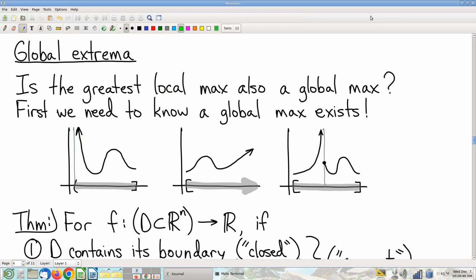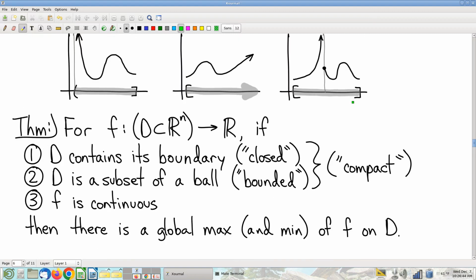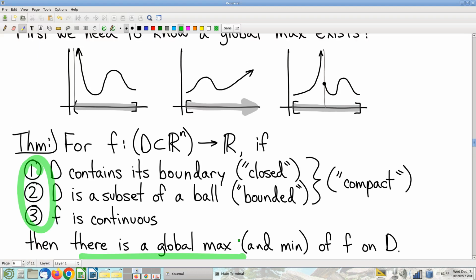Okay, so last time we were talking about global optimization, and this is the big theorem we have, that three conditions you can check. If you check these three conditions, then no problem. There is going to be a global max somewhere in your domain. Roughly speaking, these are the only three sort of problems that can happen, and once you eliminate those three, then everything's fine.